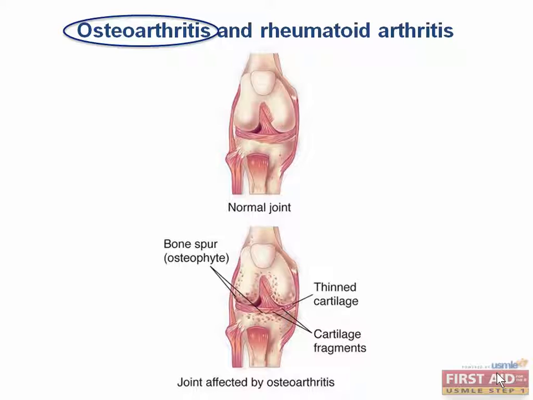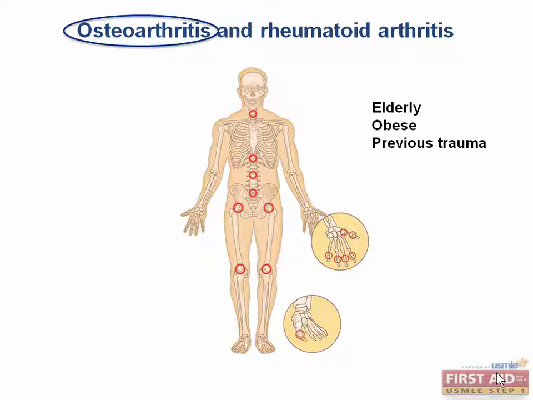Overall, osteoarthritis is almost exclusively found in older individuals, especially those who are obese, which puts more mechanical stress on the joints. Now, what else could alter the mechanics of a joint? Well, previous injuries or deformities. What will be the patient's clinical vignette?